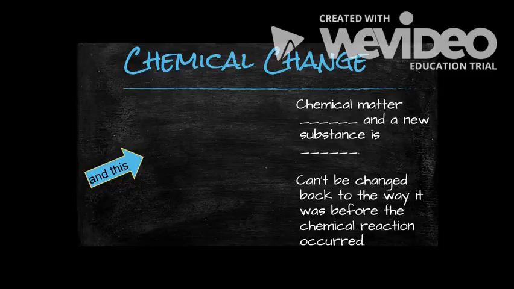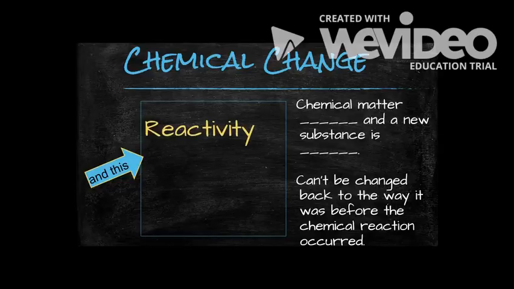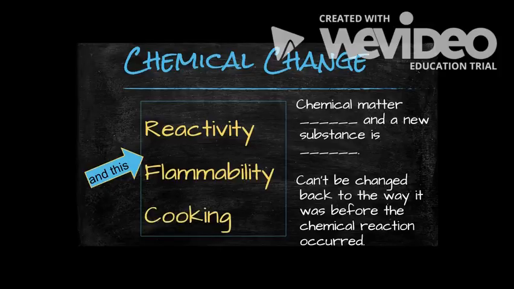So now we get on to chemical changes. So there are three things that can cause a chemical change. The first one is reactivity. The other is flammability. And the third is cooking. These are things that can cause chemical changes. You might want to jot that down in your notes, as well as the title.